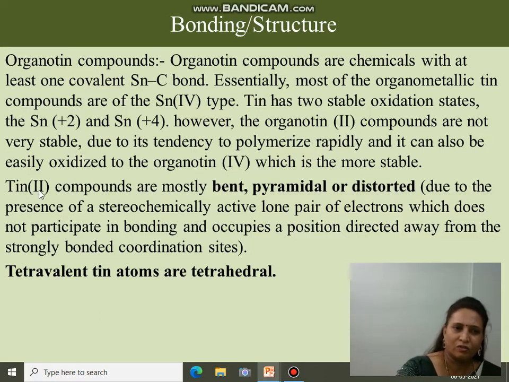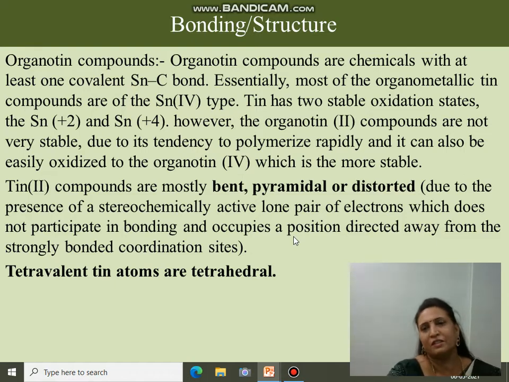Organotin compounds having oxidation state +2 have their structure mostly in a bent, pyramidal or distorted form. This is due to the presence of a sterically active lone pair of electrons, which does not take part in bonding but occupies a position directed away from the strongly bonded site. So due to the presence of this lone pair, it has a bent, pyramidal or distorted structure.